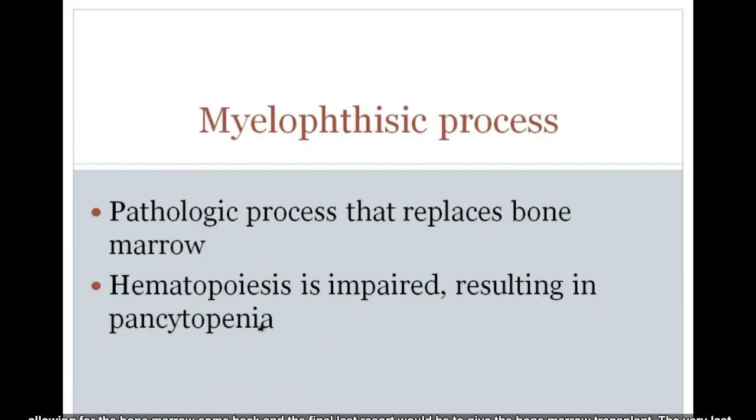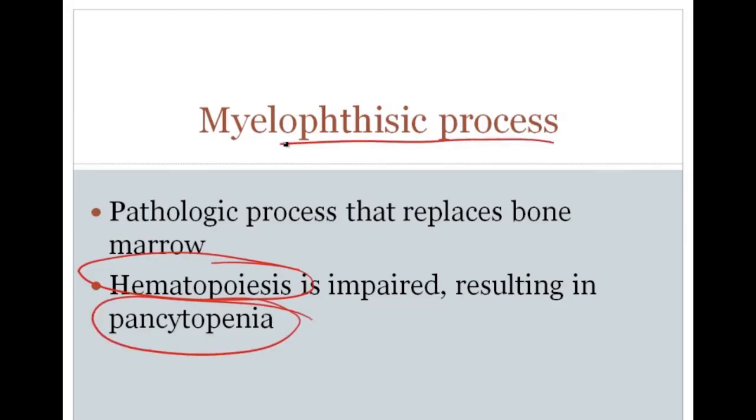The very last topic that I want to touch on is a myelophthisic process. This is a pathologic process that replaces the bone marrow. So if there's some pathologic process that takes over the bone marrow, that would impair hematopoiesis because that's obviously where the cells are generated. For example, if the patient had metastatic cancer that diffusely replaces the bone marrow, that would impair hematopoiesis, resulting in pancytopenia. And that is called a myelophthisic process. And so with that, we conclude our chapter on red blood cell disorders.